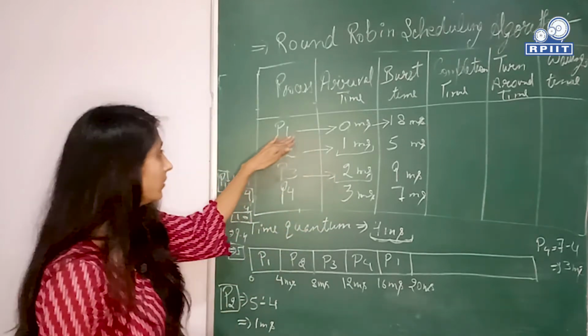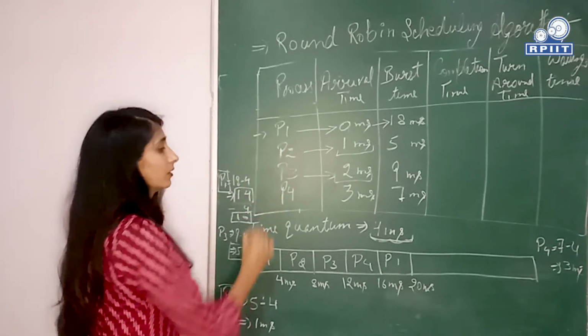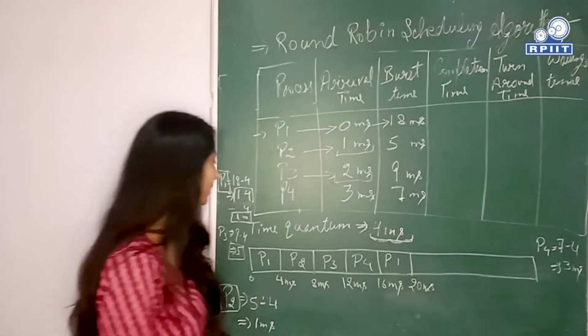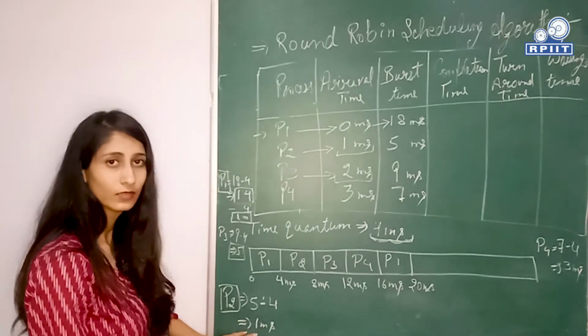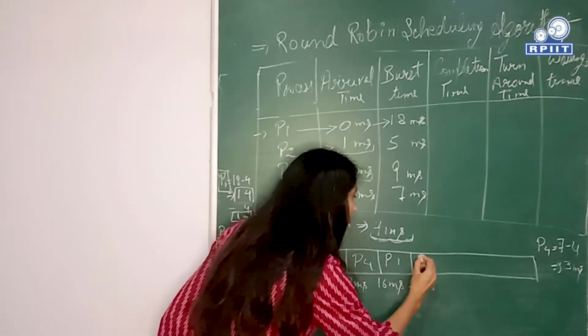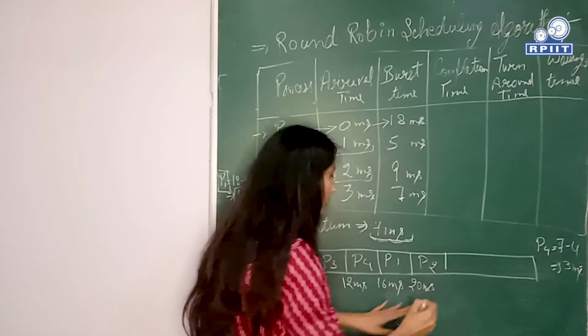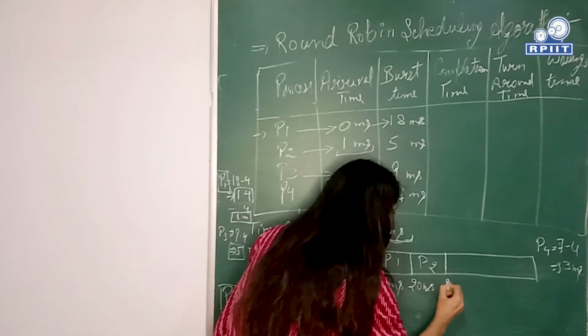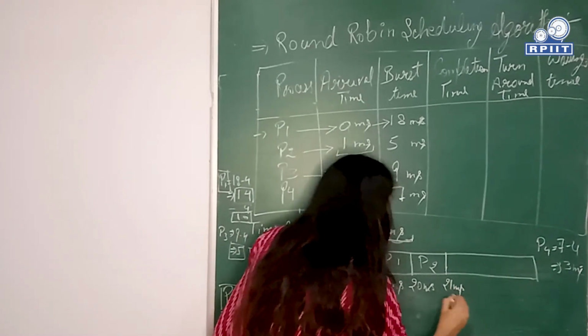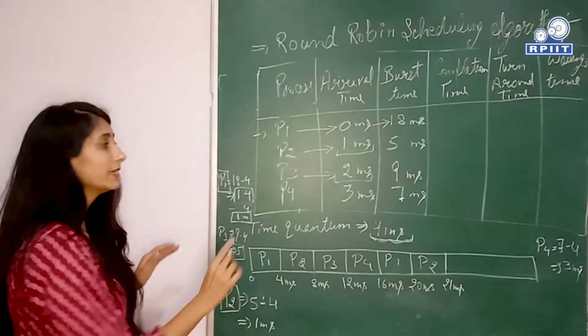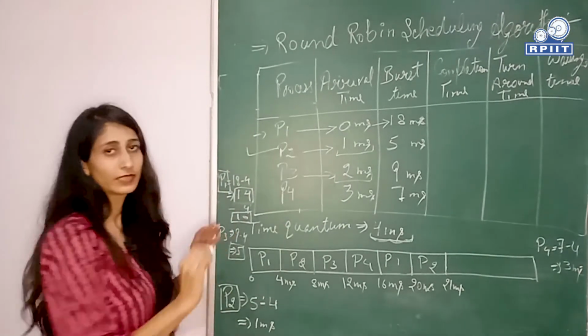Now after P1, we start P2. That is 1 millisecond. That means 20 plus 1 is 21 milliseconds. P2 has completed its 5 milliseconds.